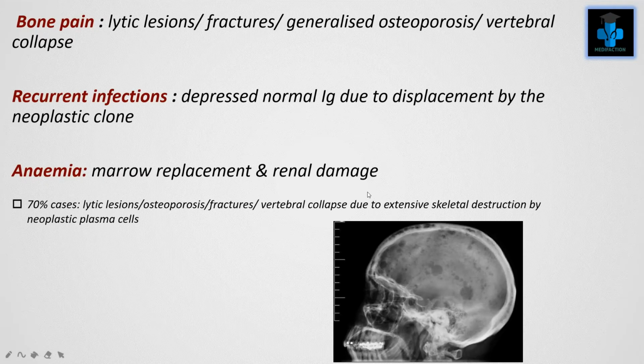Bone pain, lytic lesions, fractures, generalized osteoporosis, and vertebral collapse. Recurrent infections, which is due to depressed normal immunoglobulin due to displacement by the neoplastic clone. Anemia, which occurs due to marrow replacement and renal damage. In 70% of cases, lytic lesions, osteoporosis, fractures, vertebral collapse due to extensive skeletal destruction by neoplastic plasma cells.